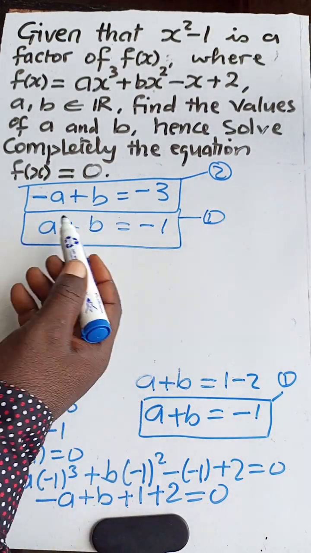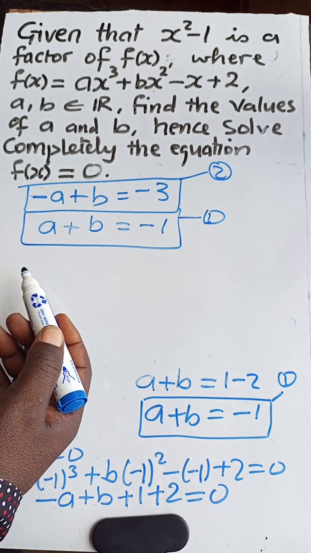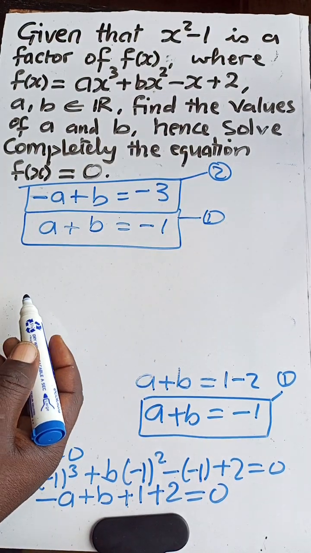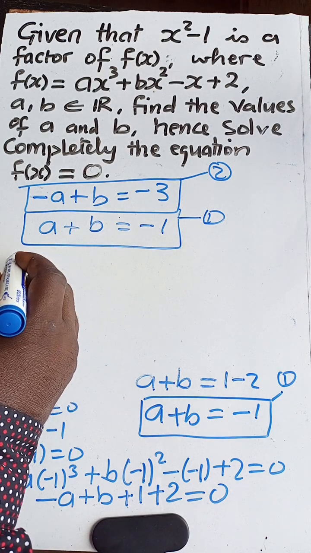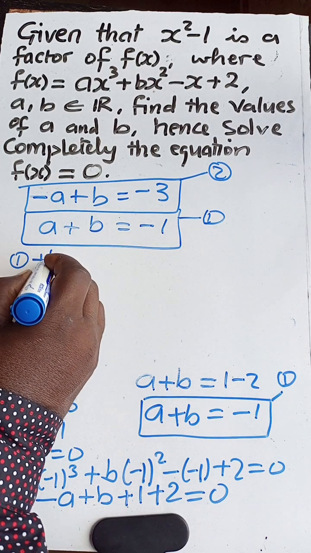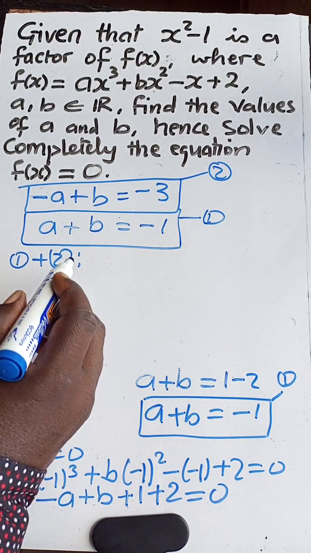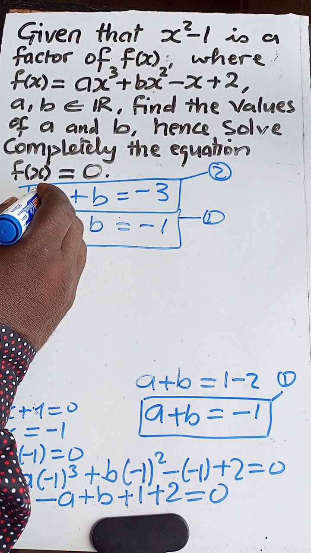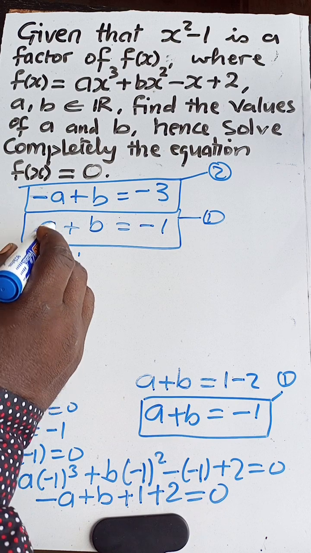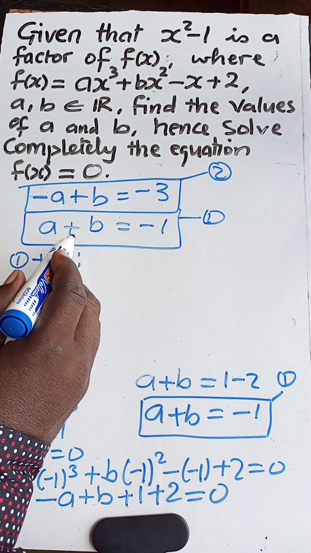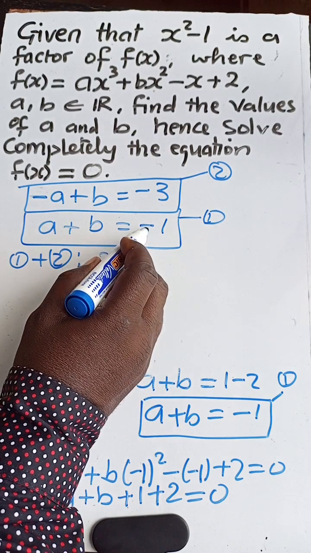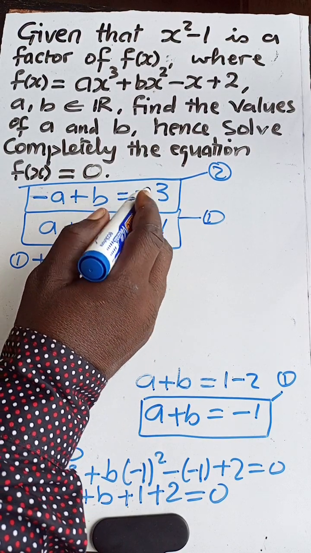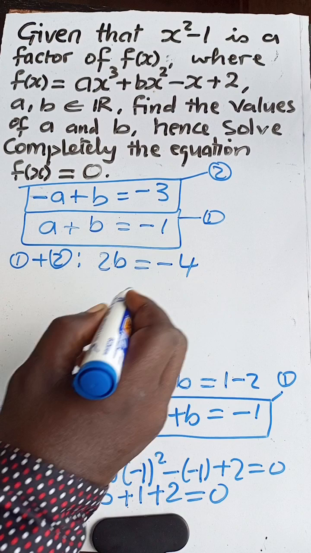Now if we use the elimination method, for example, if we add the two equations, we're going to eliminate a and we're able to solve for b. So equation 1 plus equation 2: a plus minus a is a minus a, so it disappears, it goes 0. And then b plus b, we're going to have 2b. Negative 1 plus negative 3 is going to give us negative 4.